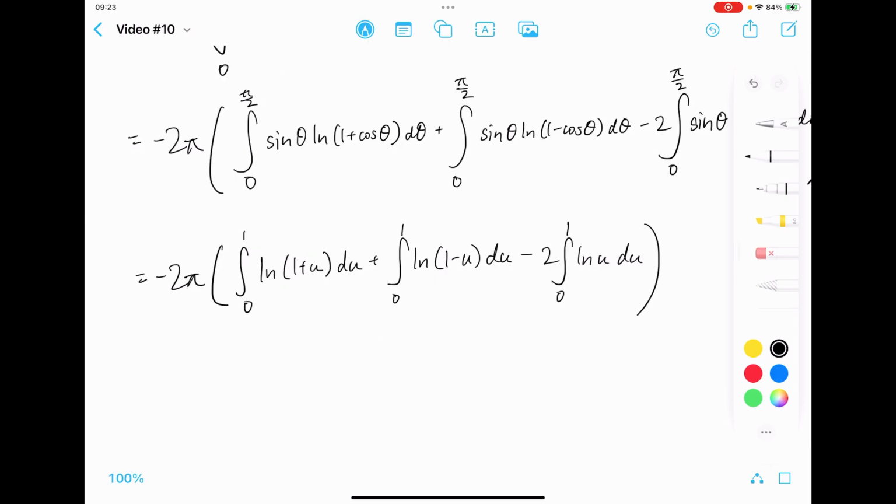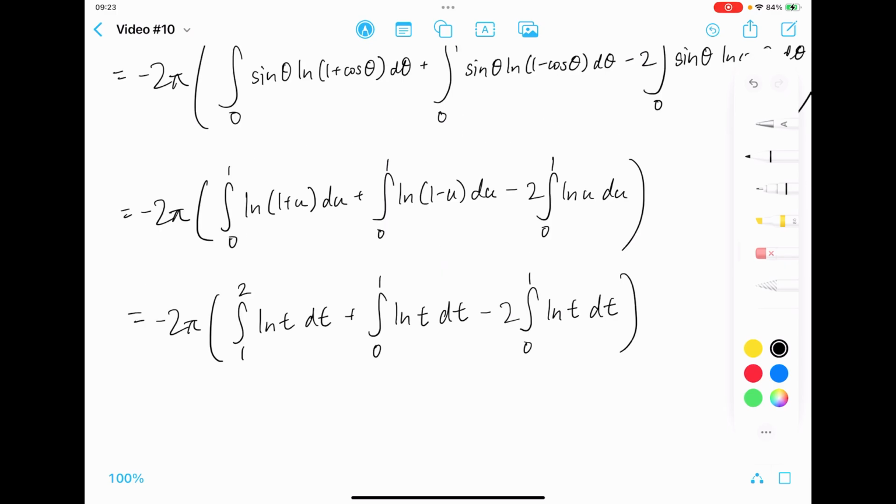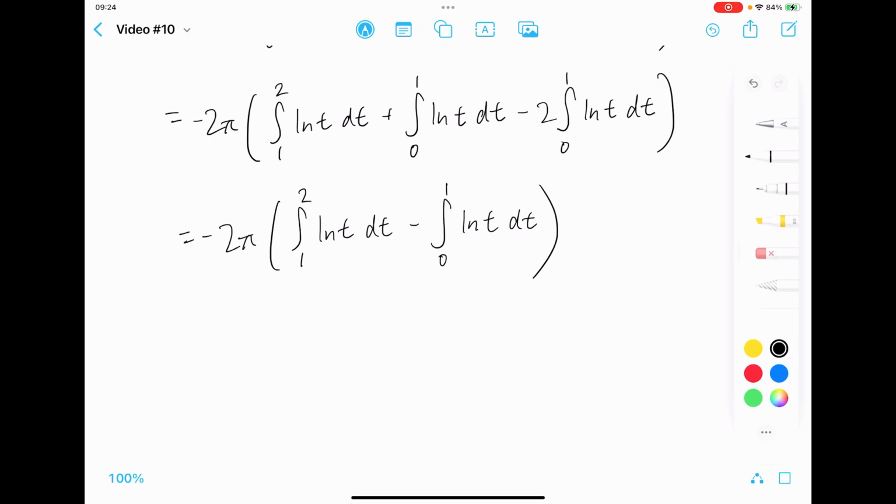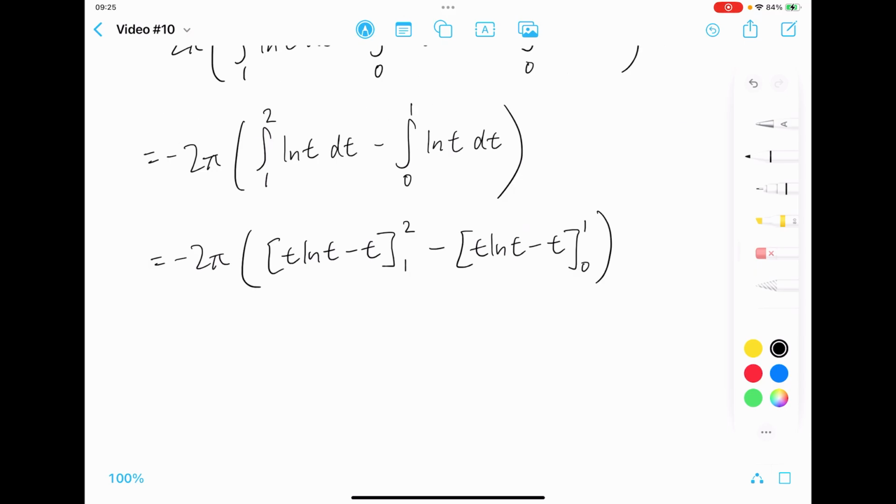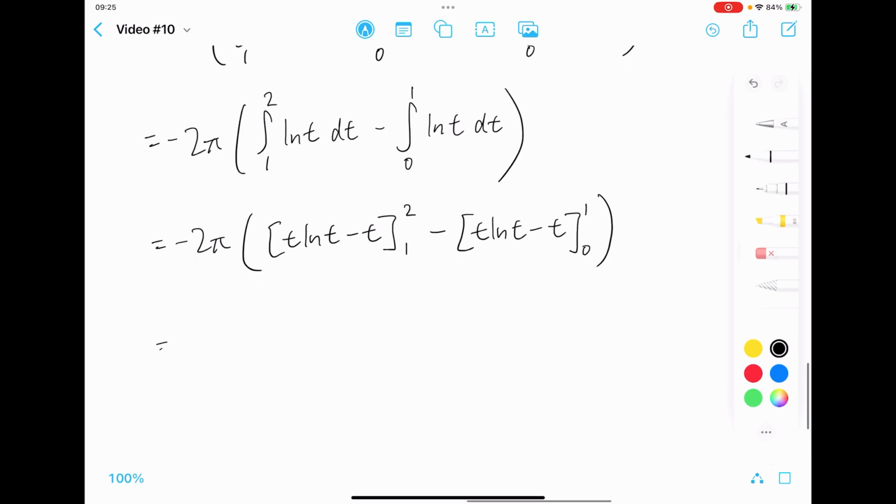And to make this easier, for the first integral, I'm going to do t equals 1 plus u, and for the second one, I'm going to do t equals 1 minus u, just to make it simpler. There we go. And as you can see, the last integral takes away 1 extra copy of the middle integral, so I'm just going to combine those two. And we're ready to actually integrate this, so let's plug the integrations in. Natural log of t integrates to t natural log of t minus t. If you're wondering, that was from integration by parts, but that's quite common, to be honest.